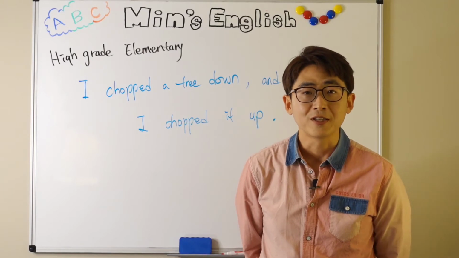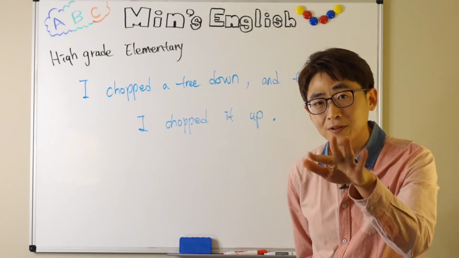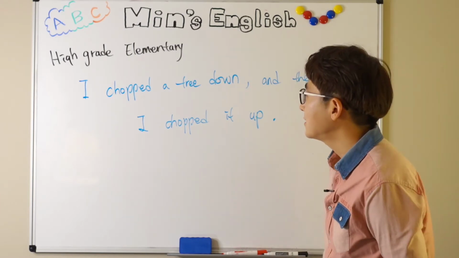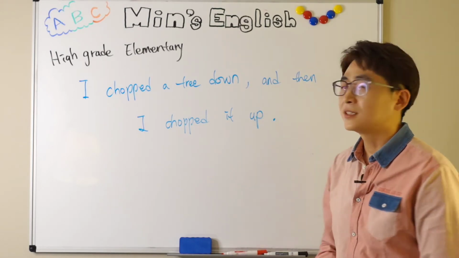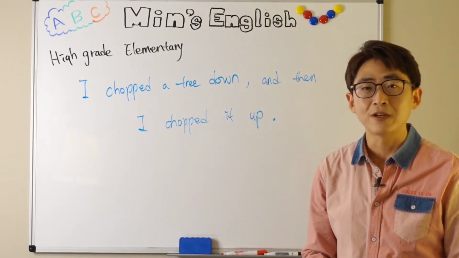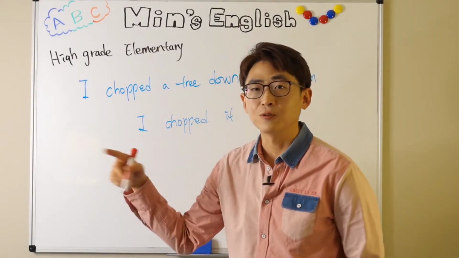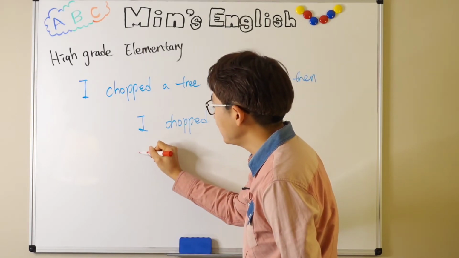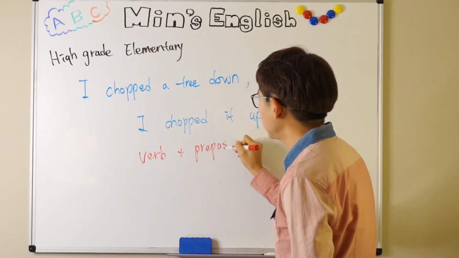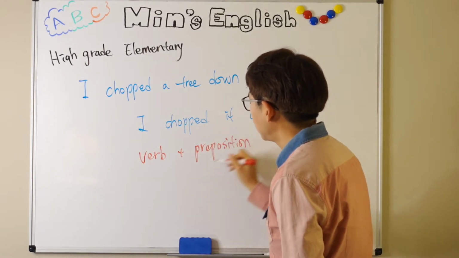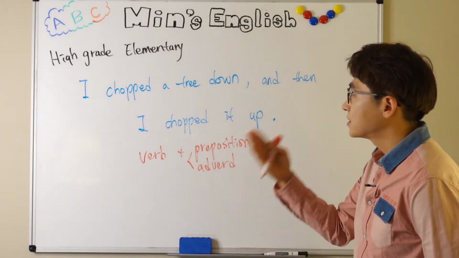Okay, the third question is this one. We are at high grade elementary, so 5th or 6th grade, and this is the sentence. And here we have word combinations that we call phrasal verbs. In English, we have verb and preposition or adverb combinations. So when you mix a verb and a preposition or adverb together, they become something different.